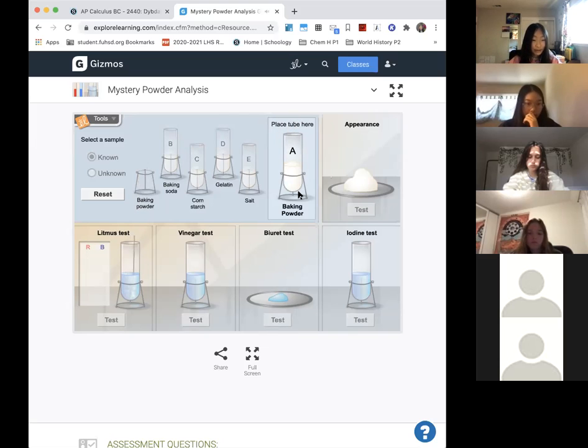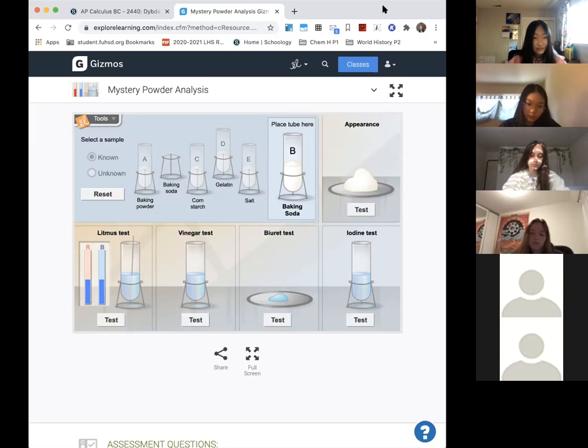baking powder. Yeah, so as you can see, the red paper turned blue, so baking soda is basic. And for baking powder, since both stayed the same color, that means it is neutral, so a pH of around 7.